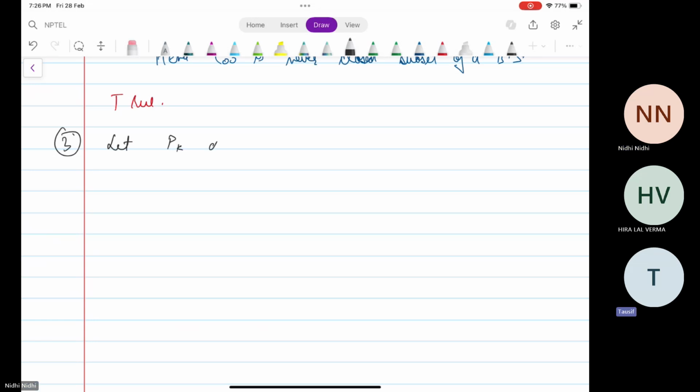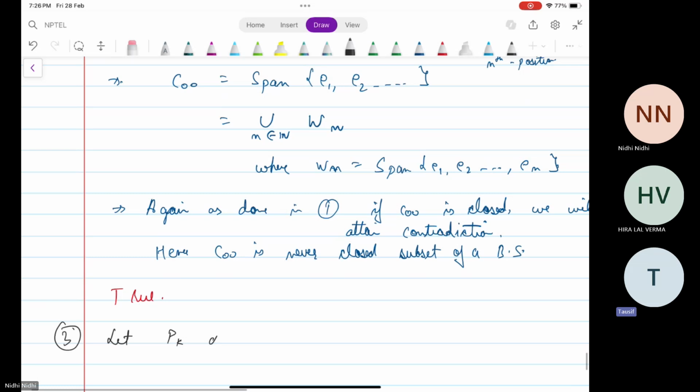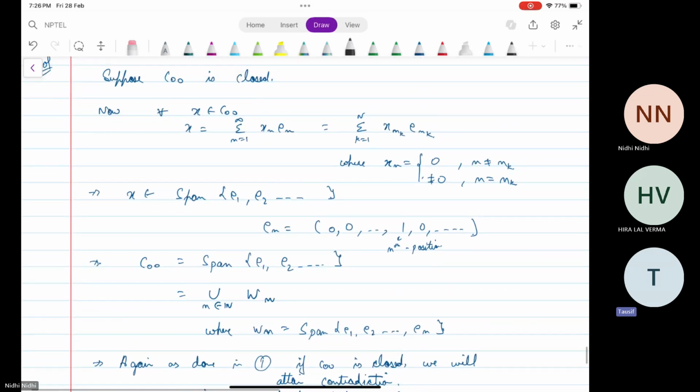Nidhi, one question. Will it be true as well for C0? I'm just looking at the proof and at what step it will fail, because I know C0 is closed. C0 is closed, but can we write it as a span of these elements? Because when we write something as a span of infinite vectors, each vector should be a finite linear combination.